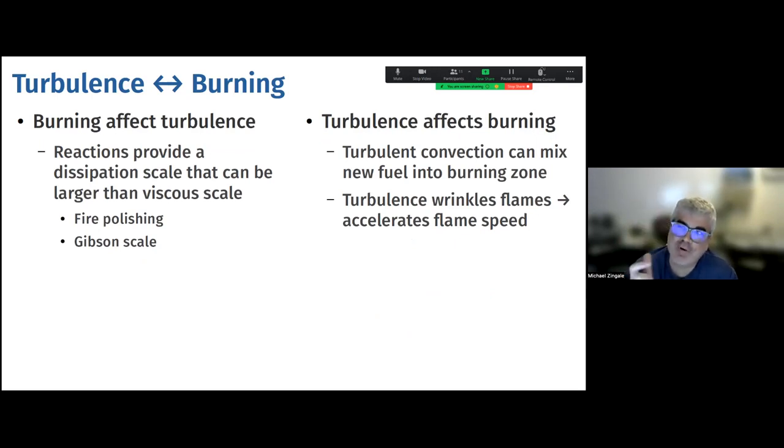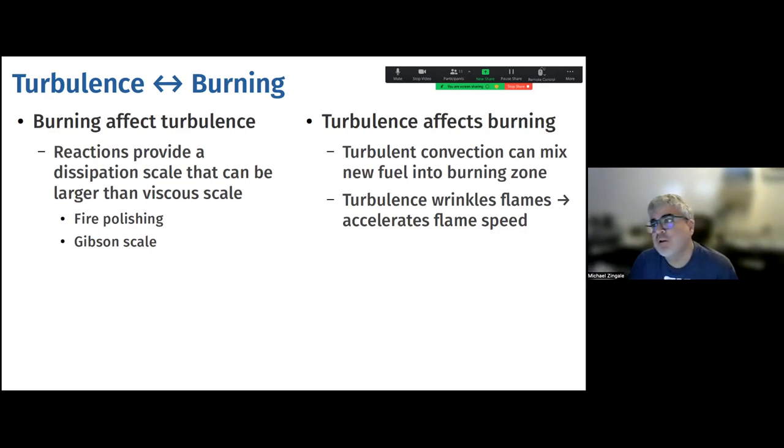Turbulence and the burning that we have in the stars both affect each other. Burning can affect turbulence, and we heard a lot about this from Bob: reactions can provide a dissipation scale that can be much larger than the viscous scale. Basically, what can happen is that the burning front can burn through a region faster than an instability can grow. Sometimes we call this the fire polishing scale. It can burn through the smallest eddies and set a lowest scale in terms of the length scale of turbulent eddies that can actually affect the burning, which in turbulent combustion is usually called the Gibson scale.